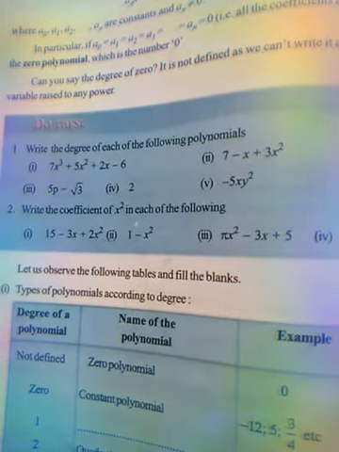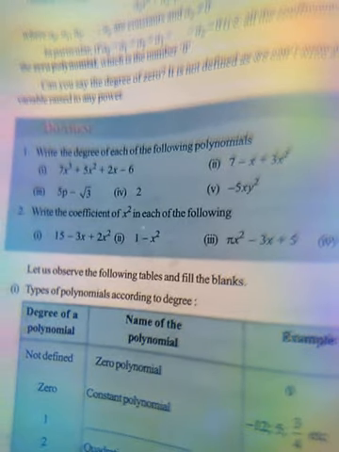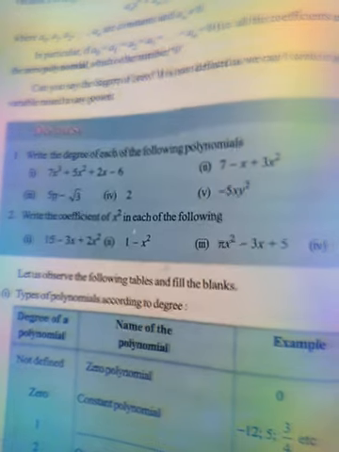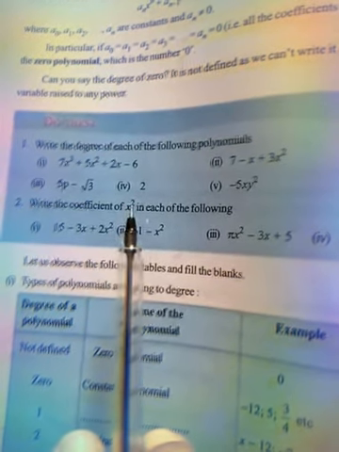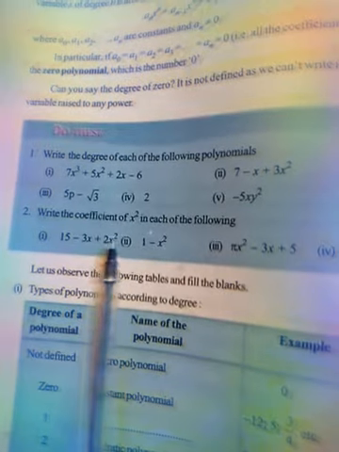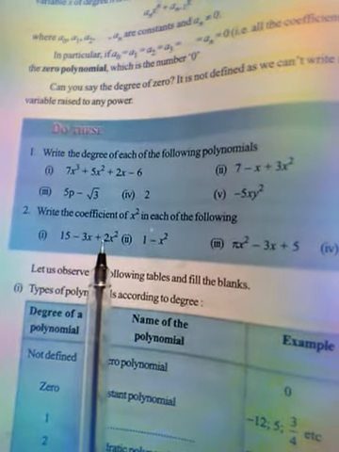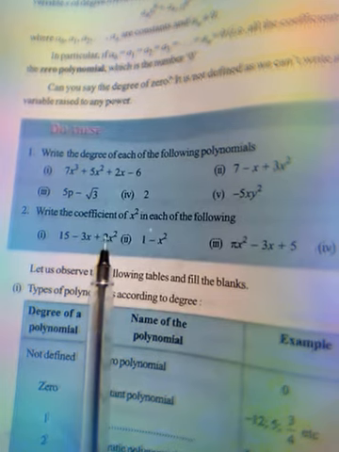Write the coefficient of x square in each of the following. Coefficient means the digits existing before the variable; those are called the coefficients. Which variable do you need? x square here. Before the x square, what number exists here? Plus 2. So the coefficient of x square is 2.